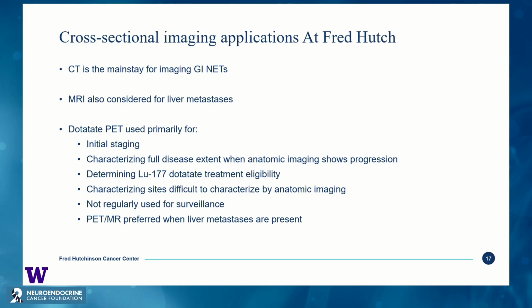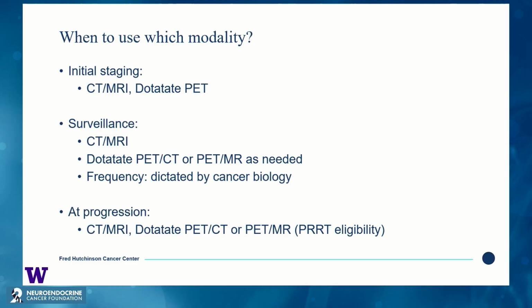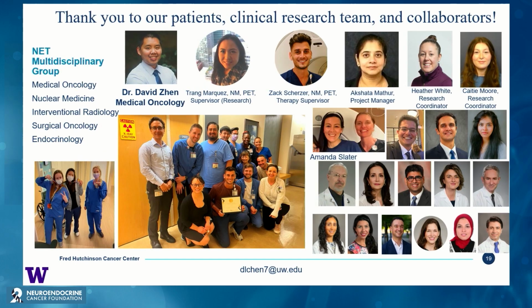And then we do prefer PET-MR if liver metastases are present, but that's not a hard and fast recommendation. If you have PET-CT with an MRI or with a good multiphase contrast CT, that can also be sufficient. And then finally, just reorganizing when to use each modality. CT and MRI and Dotatate PET are often used at initial staging. Surveillance, again, CT and MRI primarily, and then Dotatate PET at time of progression.